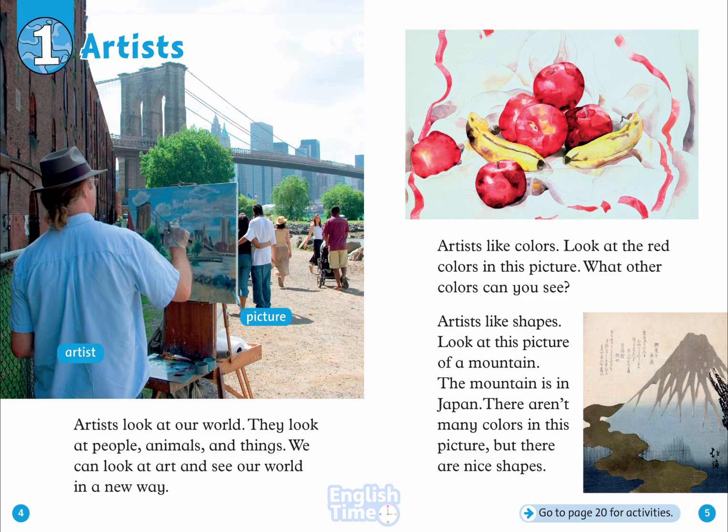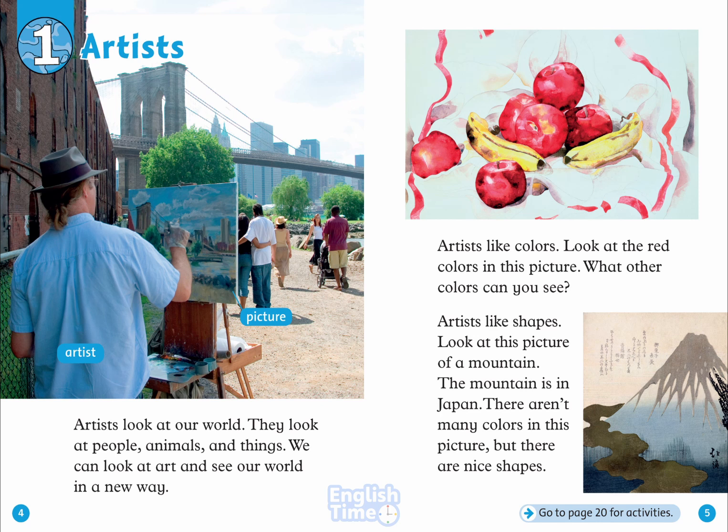Chapter 1. Artists. Artists look at our world. They look at people, animals, and things. We can look at art and see our world in a new way. Artists like colours.